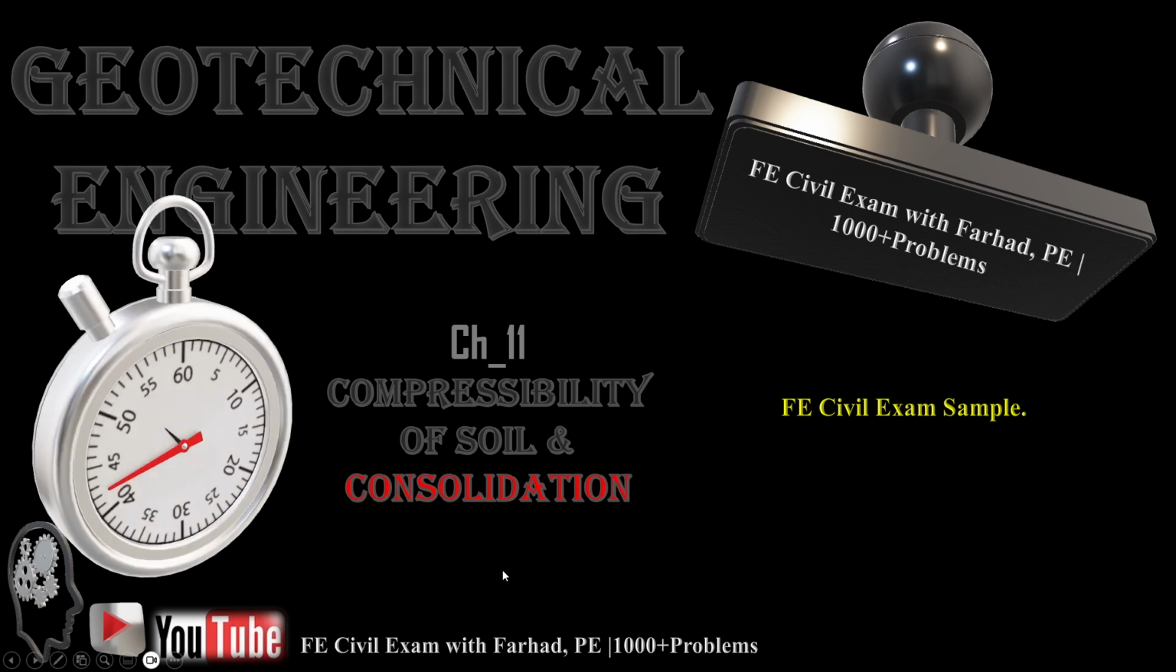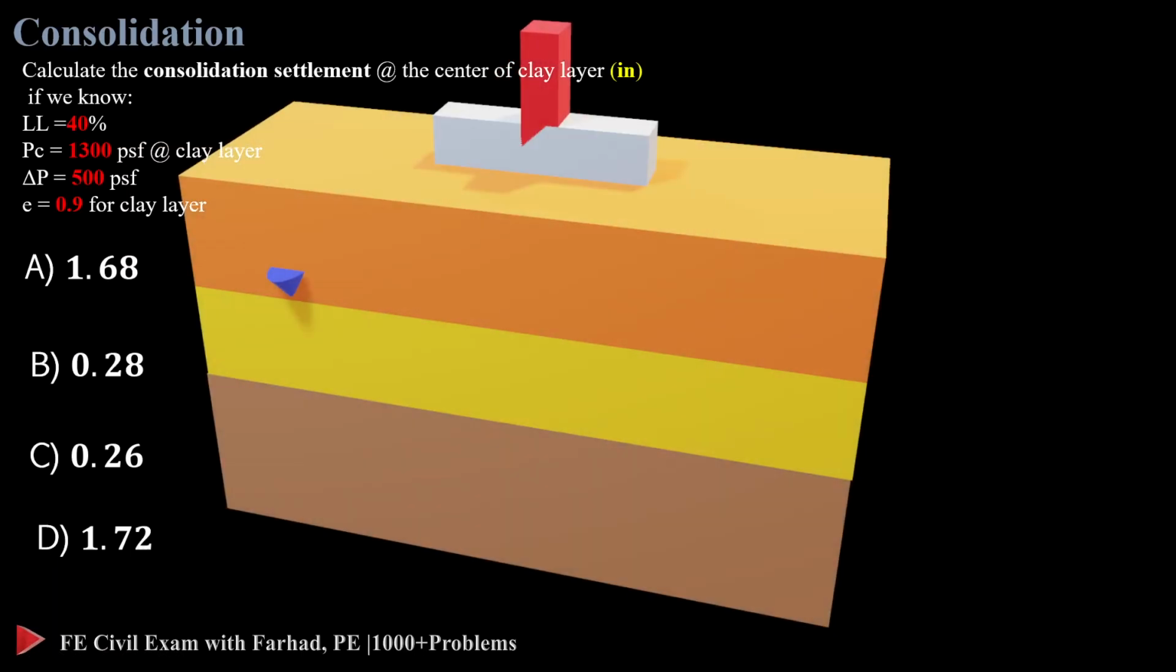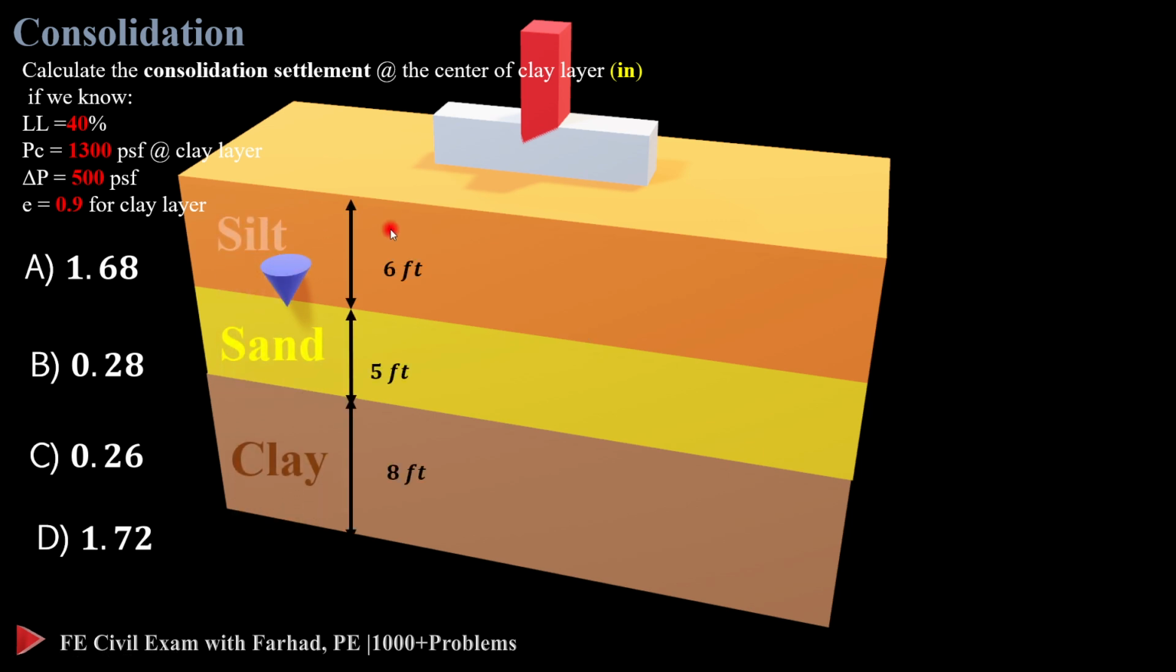So we have a foundation of a building on top of a three-layered soil consisting of silt, sand, and clay. The first layer is 6 feet in height, the second one, the sand, 5, and the clay one is 8 feet in height. And also the water table stands at the very beginning of the second layer, which is the sand layer.